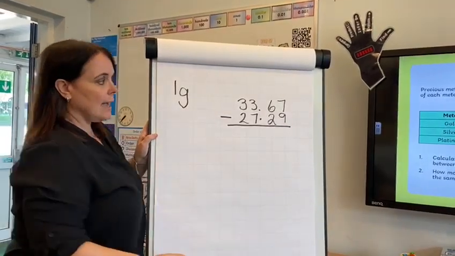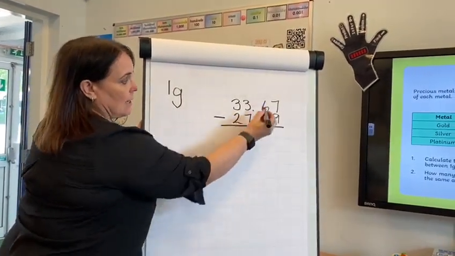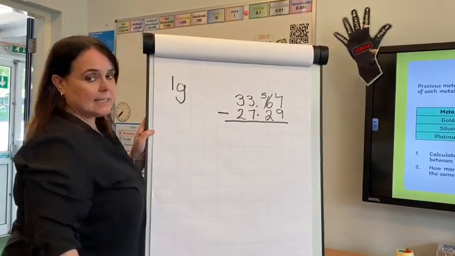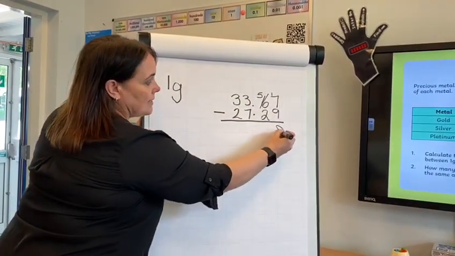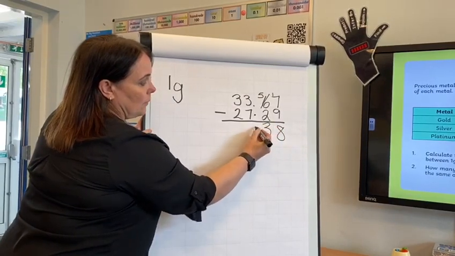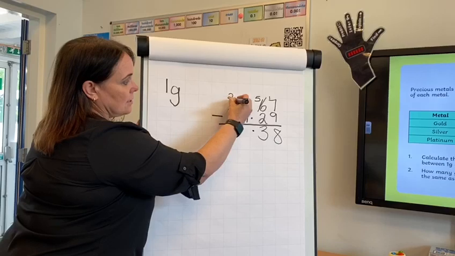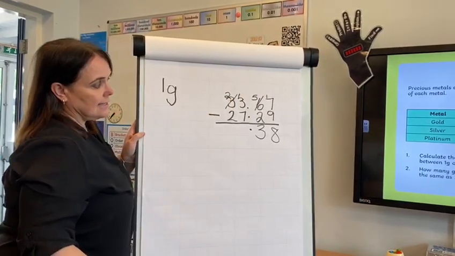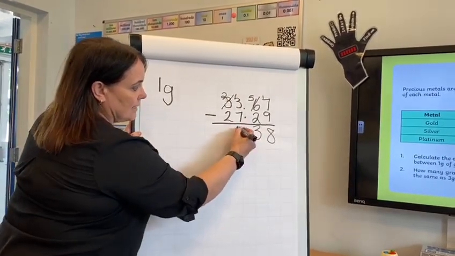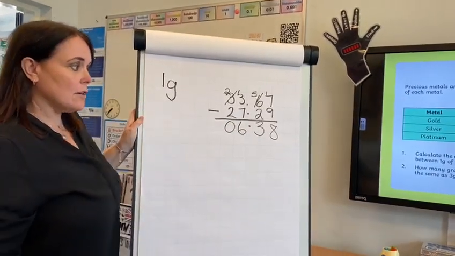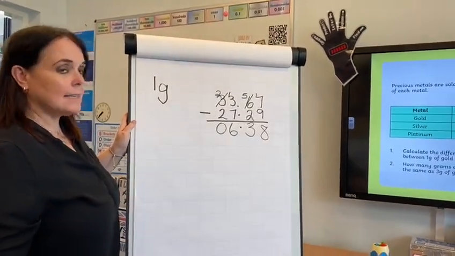Then I've got to work it out. So 7 take away 9 I can't do. So I take 1 from the 6, 17 take away 9 leaves me with 8. 5 take away 2 is 3. Again 3 can't take away from 7, so I take 1. 13 take away 7 is 6. 2 take away 2 is 0. So the difference in price is £6.38.